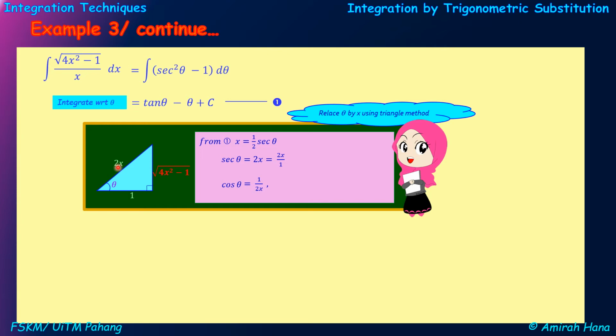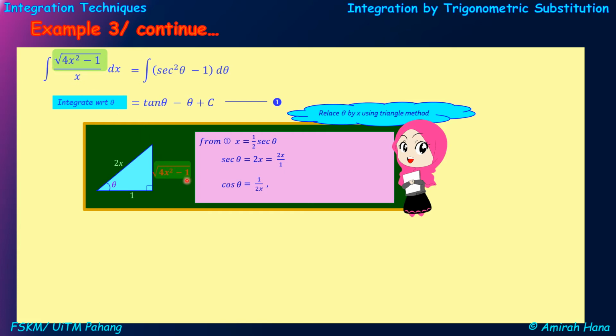And then we can use Pythagoras theorem to find the third side. Using Pythagoras theorem, we have (2x) squared minus 1 squared, which equals the square root of 4x squared minus 1. So when we compare with the radical in the given question, the length of the opposite side is radical 4x squared minus 1, which is the same as the radical given in the question.